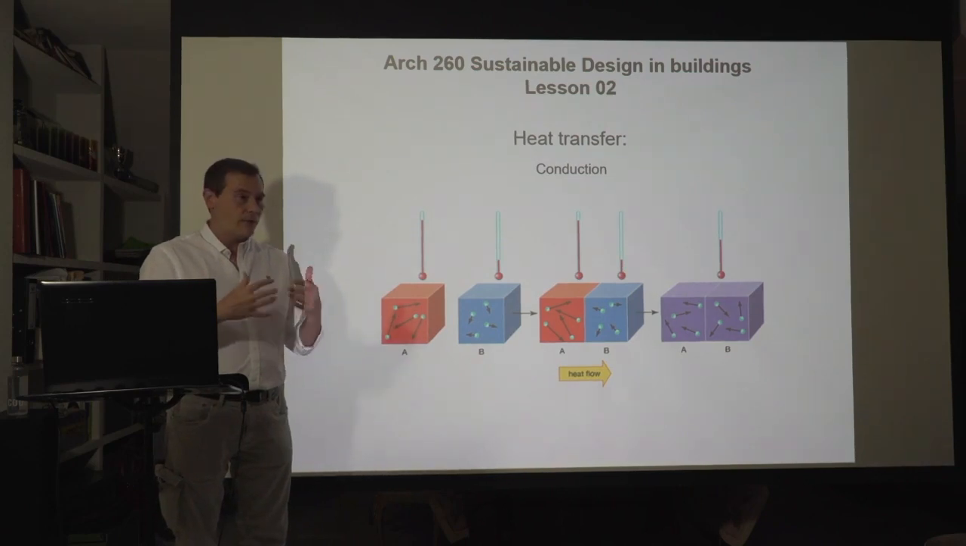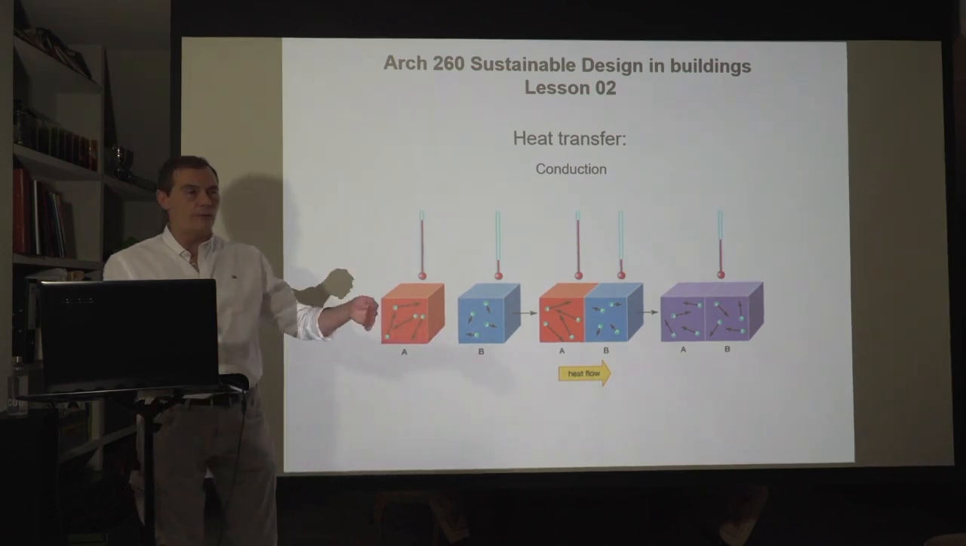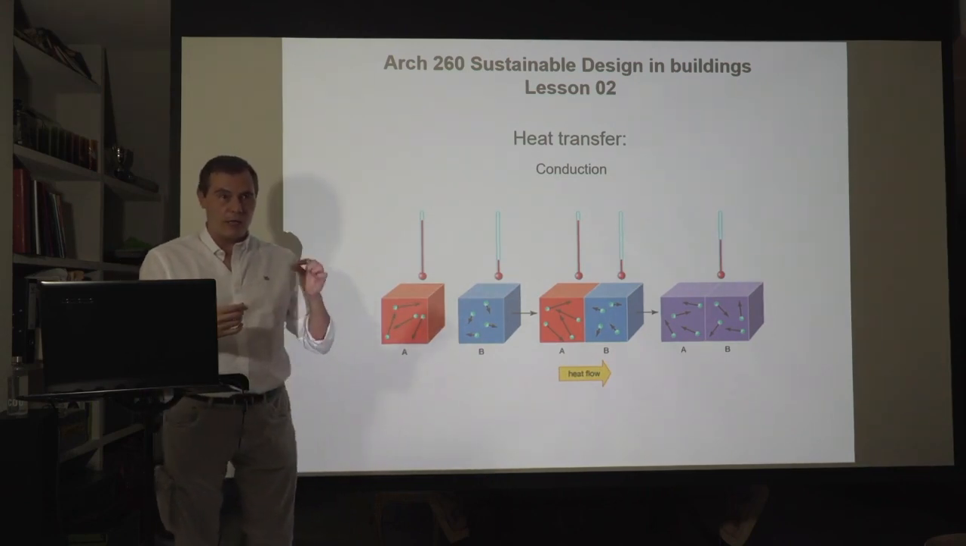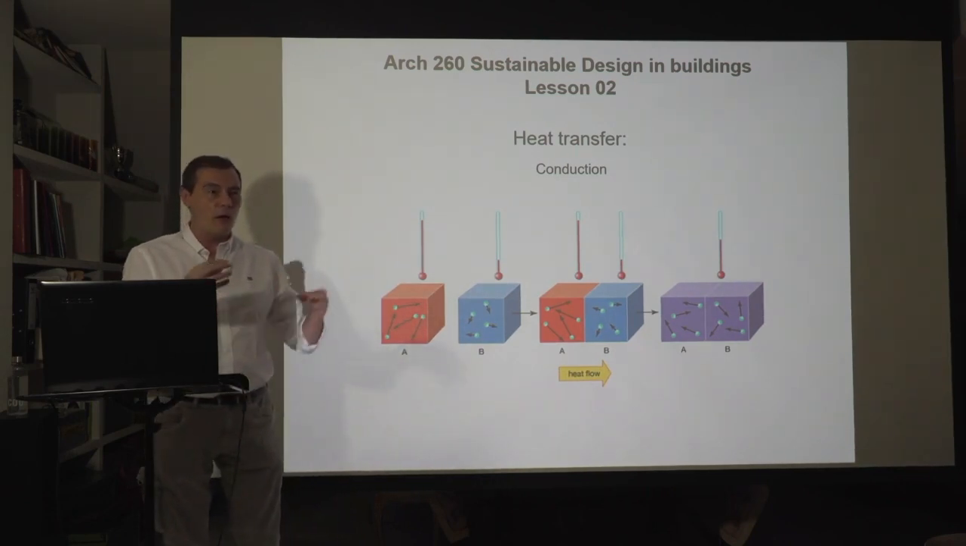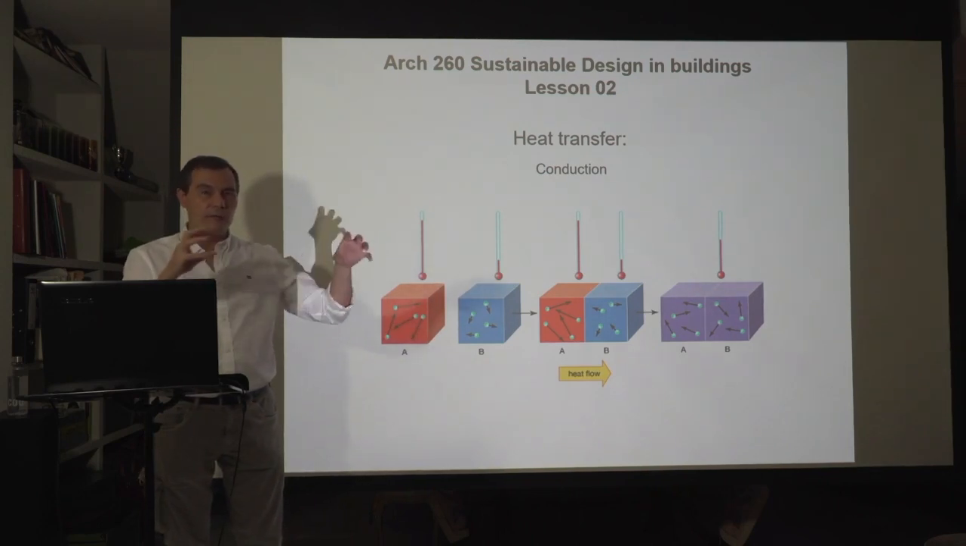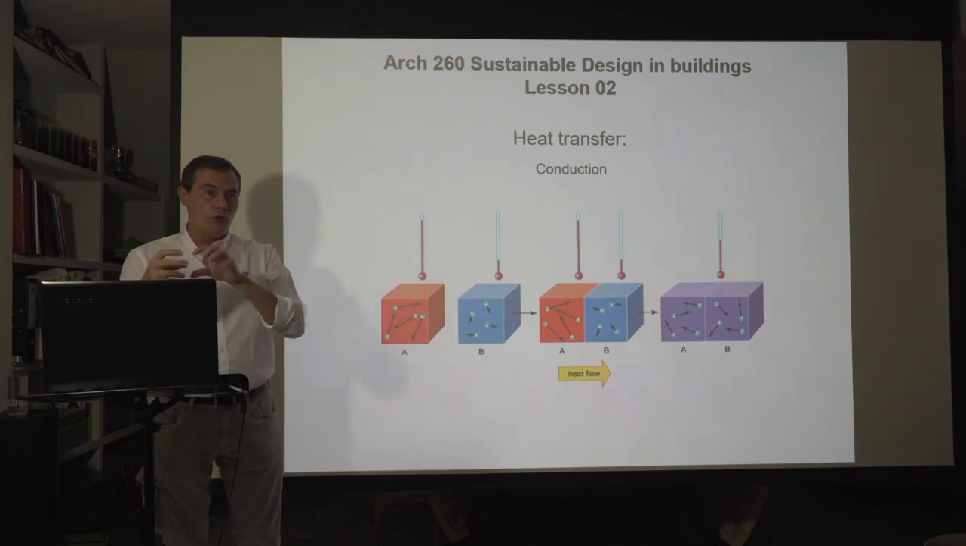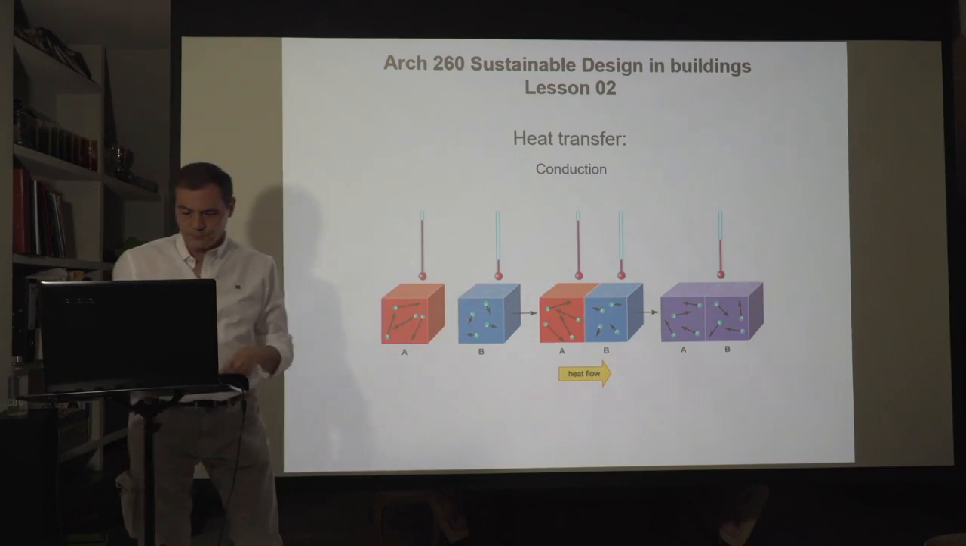But do we have solids in buildings? Yes, our building envelope, the walls, the windows, they are solid elements. So conduction happens in buildings. We have two different temperatures. We have a solid between these two different temperatures. So heat goes from the hot source to the cold source.